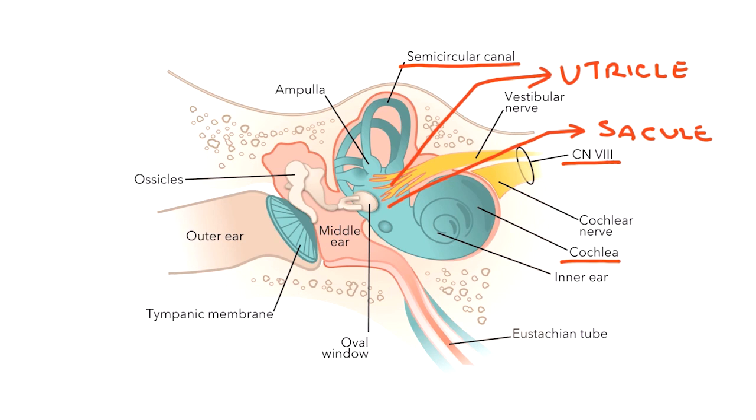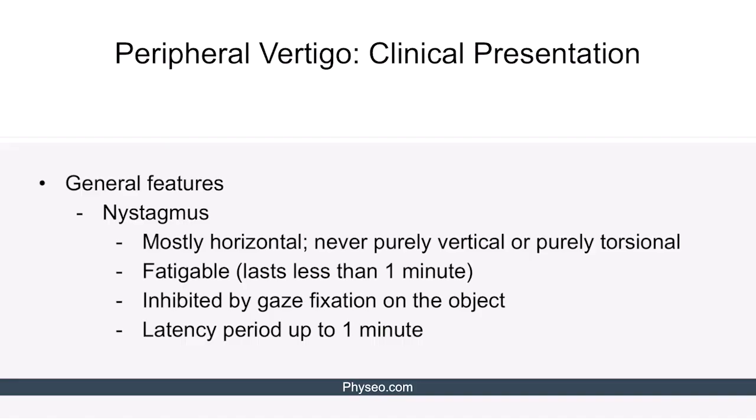Please note that although the vestibulocochlear nerve enters the cranium, it is part of the peripheral nervous system, just as the other cranial nerves. So vertigo due to cranial nerve 8 dysfunction is considered peripheral rather than central. Before we individually discuss the causes of peripheral vertigo, let's talk about its general features and compare it to central vertigo. Peripheral vertigo is mostly accompanied by horizontal nystagmus.